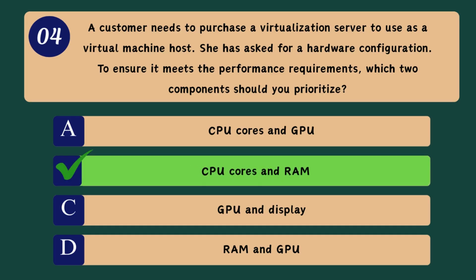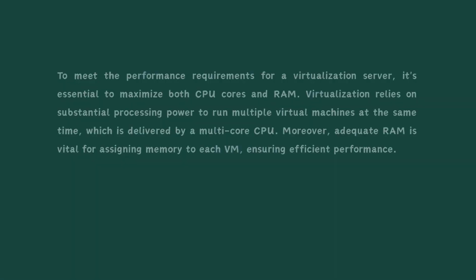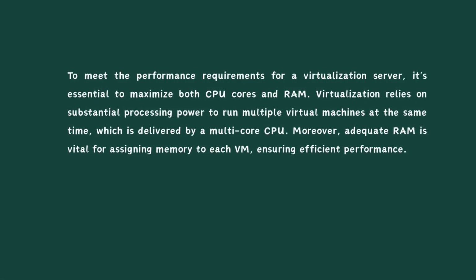Correct answer: B. CPU cores and RAM. To meet the performance requirements for a virtualization server, it's essential to maximize both CPU cores and RAM. Virtualization relies on substantial processing power to run multiple virtual machines at the same time, which is delivered by a multi-core CPU. Moreover, adequate RAM is vital for assigning memory to each VM, ensuring efficient performance.